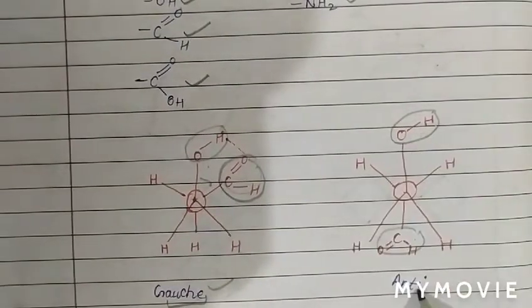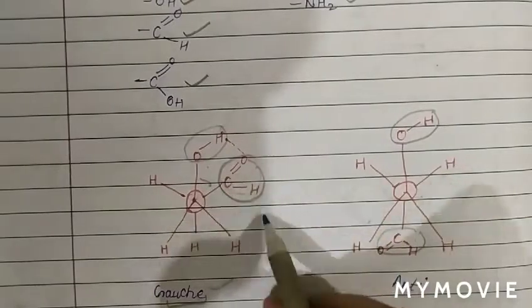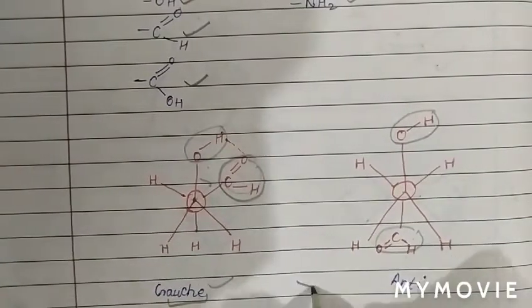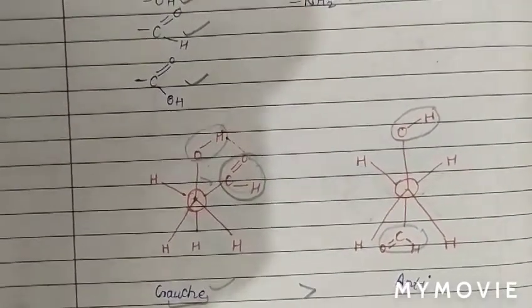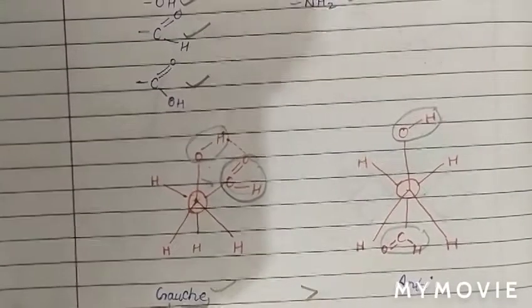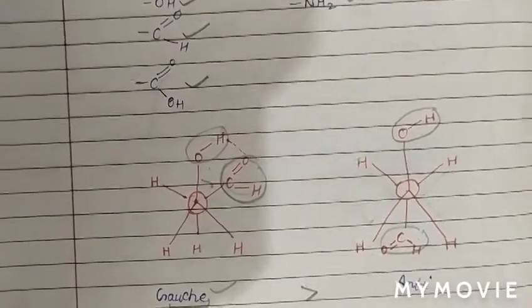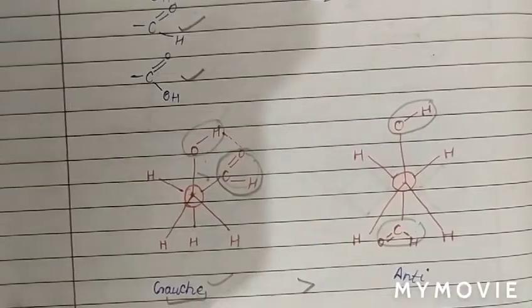OH and CHO are opposite to each other. So due to intramolecular hydrogen bonding, gauche form is more stable than the anti form. This effect we call gauche effect. Because of the presence of hydrogen bonding, gauche form becomes more stable than the anti form.